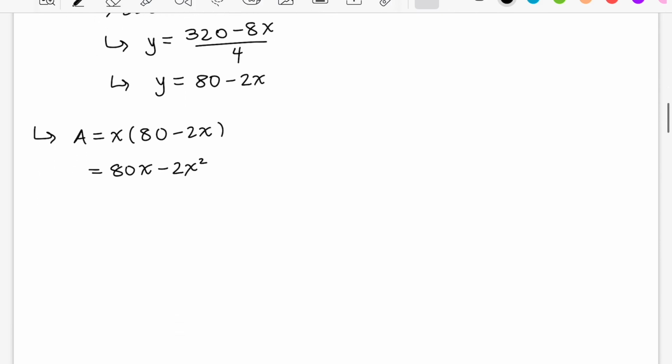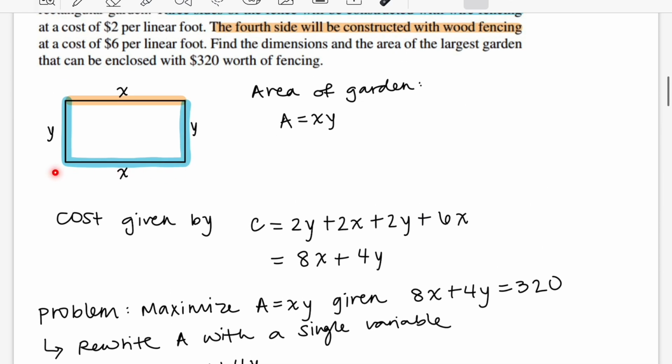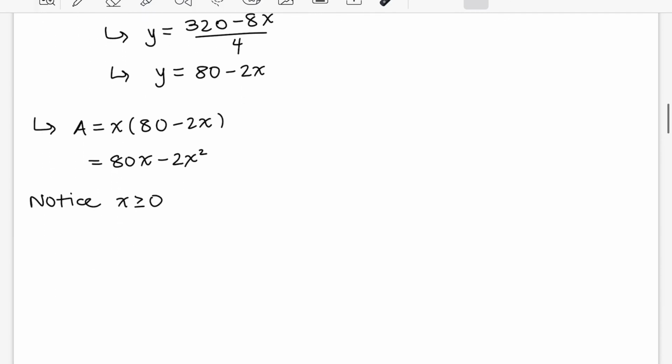Now something to notice here is that we do have a restriction on x. x has to be greater than or equal to 0, since remember, x is going to be the length of this rectangular fence here, and the length of the fencing can't be negative. So this also tells us that we have a restriction on y here, since y is written in terms of x. y must also be greater than or equal to 0.